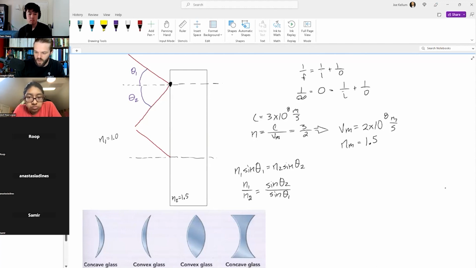This is almost always going to be the way that you end up using the equation. So if we look at this, and I'll just arbitrarily give us an angle of 45 degrees right here. So we'll say theta 1 equals 45 degrees. Is theta 2 going to be bigger or smaller than theta 1?